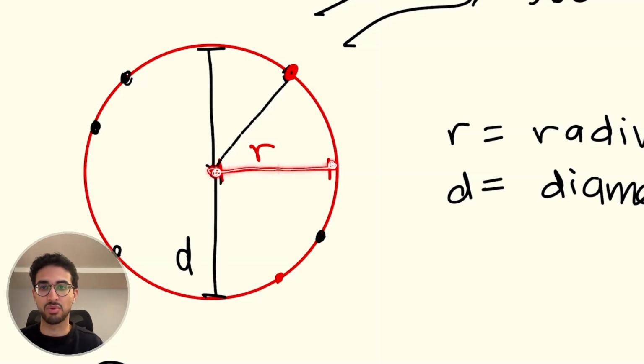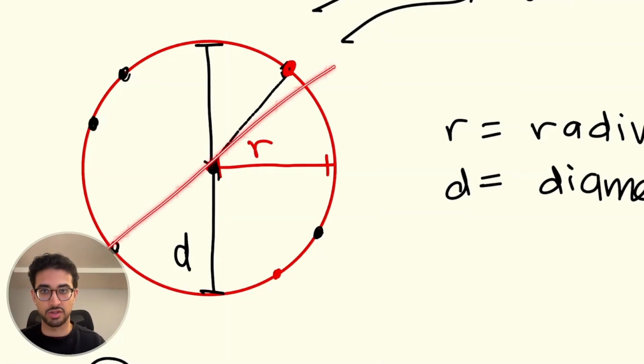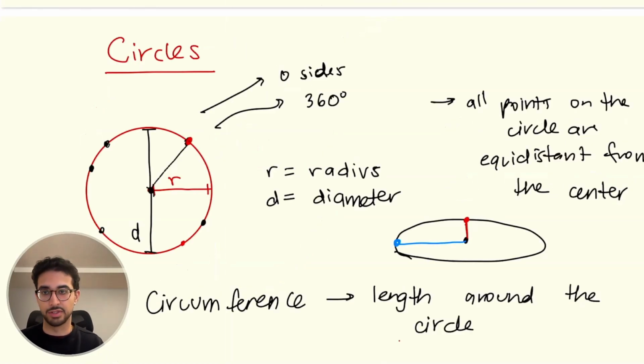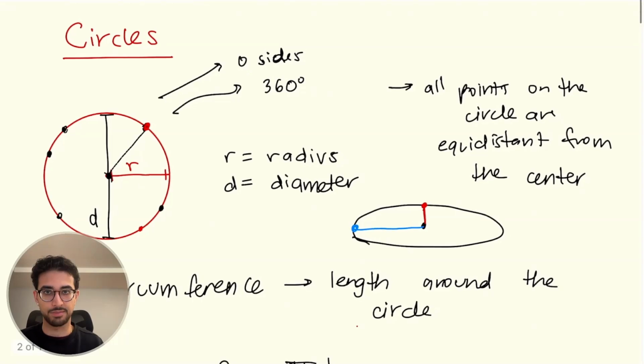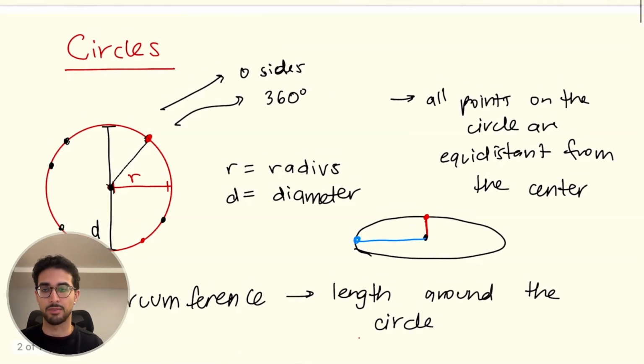And its older brother is basically the diameter, which goes through the center of the circle. This could be a diameter here, as long as it goes through the center and intersects two points. Something to note is that the diameter is double the radius, right? So those are three properties you should be very familiar with: zero sides, 360 degrees, and all points are equidistant from the center, right?